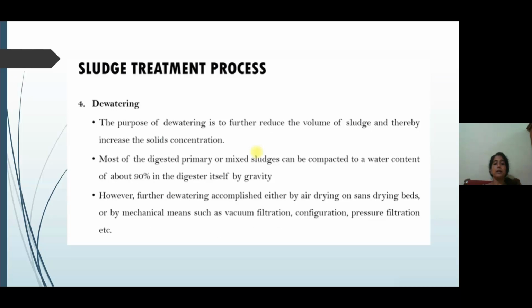Then the dewatering. This dewatering can be attained by vacuum filtration, centrifugation, and pressure filtration, etc. The dewatering will accelerate the process of removing water from the sludge, and about 90% of the water will be taken out from the digester itself. The purpose of dewatering is to further reduce the volume of sludge and thereby increase the solids concentration.